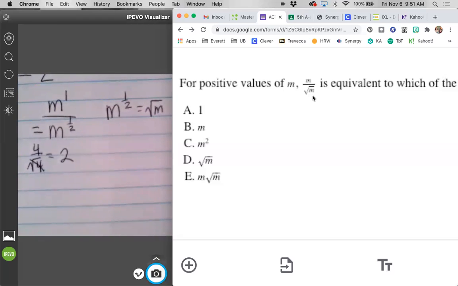And then I'm going to plug that in and see which one is going to give me 2. A is just 1, so that's wrong. B is just 4, so that's wrong. C is 4 squared, which is 16. D, square root of 4 is 2. So that's how you do the plug-in numbers for these as well.